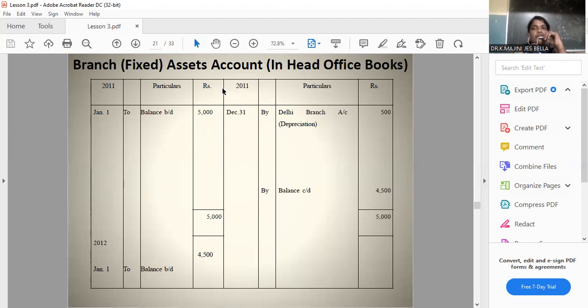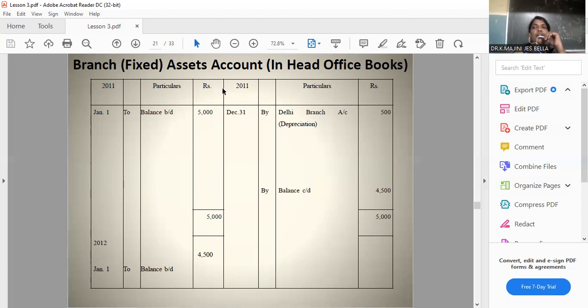Date column, particulars column, then amount column. The credit side also, you should put date column, particulars column, then amount column. The date column, you have to write it January 1, 2011, right? To balance BD. How much is the balance? 5,000.